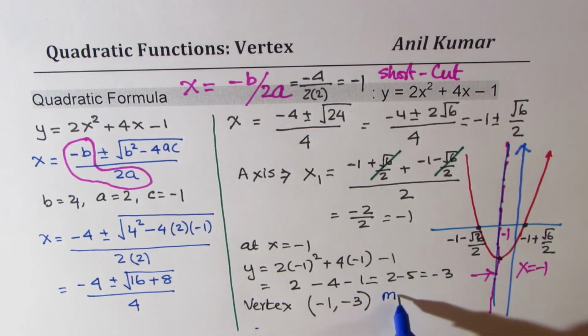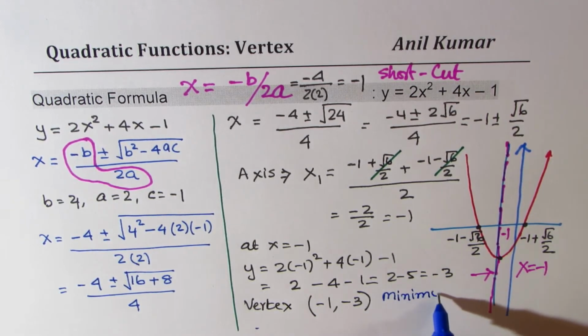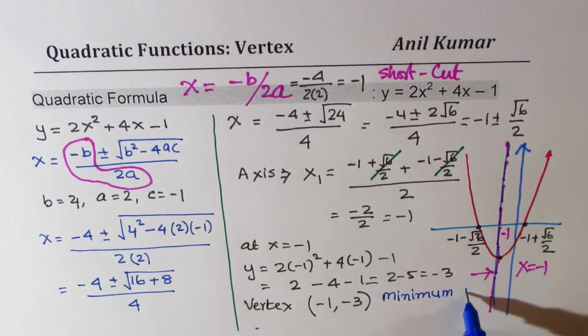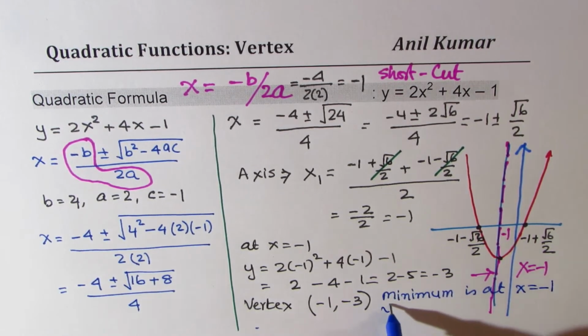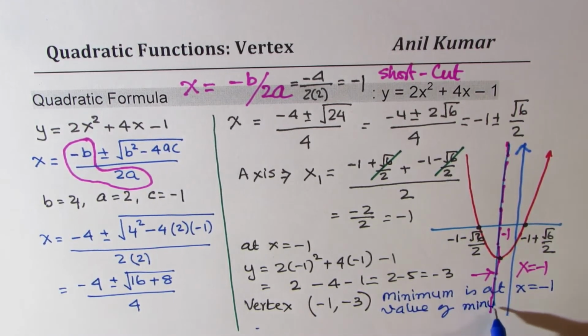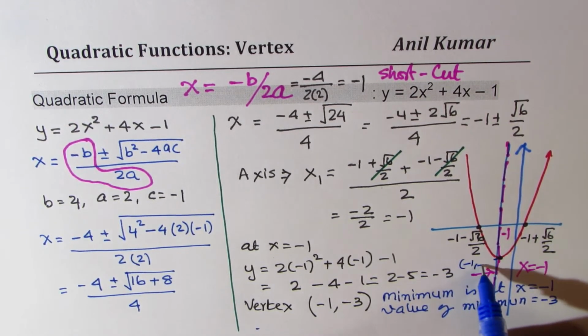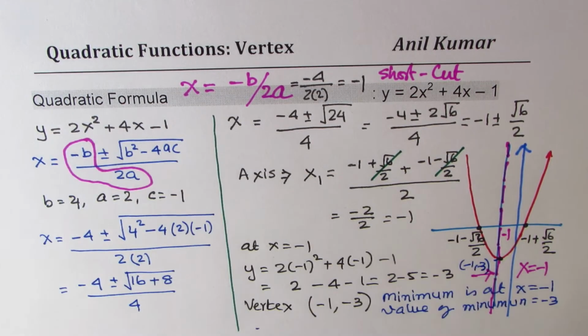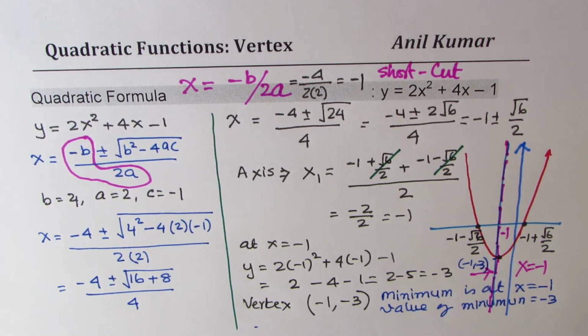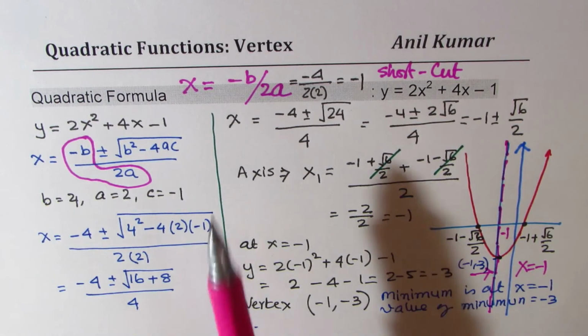So in this particular case, what we note is that we have the minimum value. The minimum is at x equals minus 1, and the value of the minimum equals minus 3. So that gives you the point minus 1, minus 3. Correct? Of course we get a minimum here since the parabola opens upwards. Perfect? So that is how you could find it, and here is a shortcut.